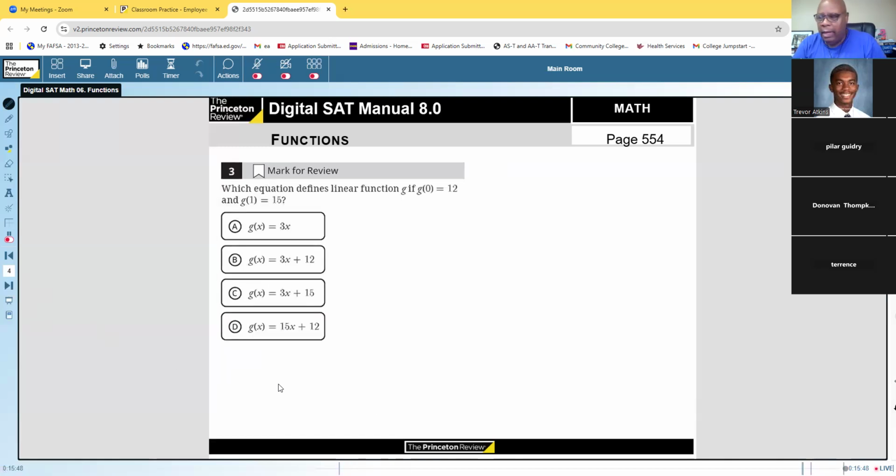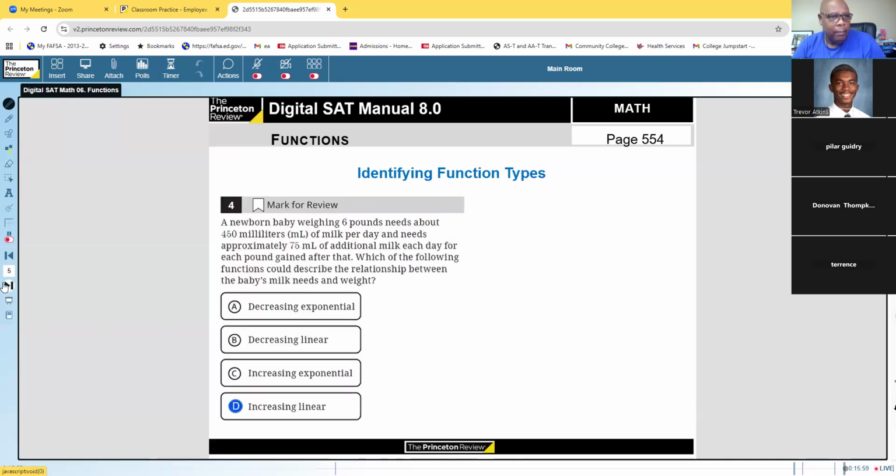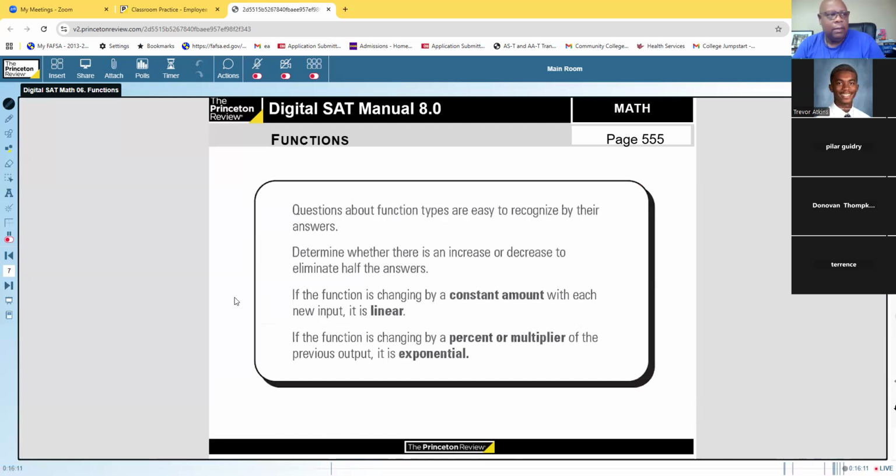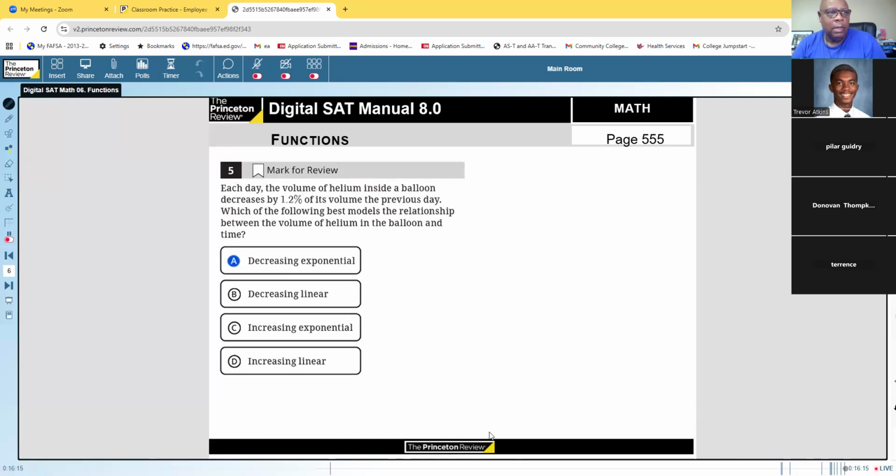All right, number three should be B. Number three is B. Now I can go over any of these you want me to go over, okay? Number four is D. Number five is A. That's right, exponential is A. Okay, would you like to see any of these before we go on? Then I'll comment on them if I have to.